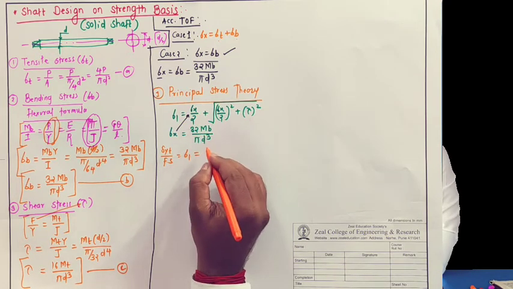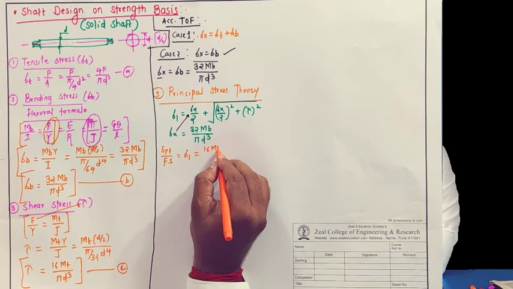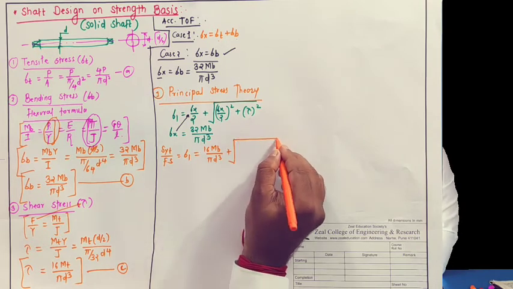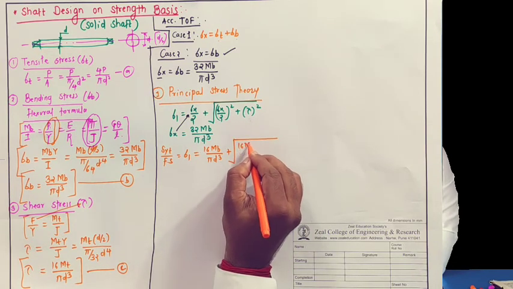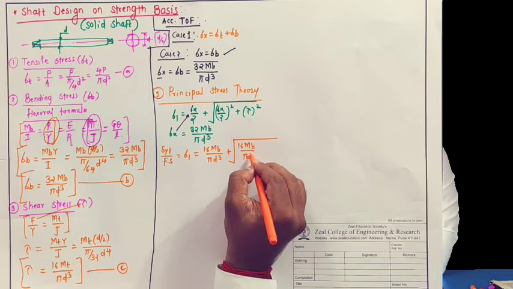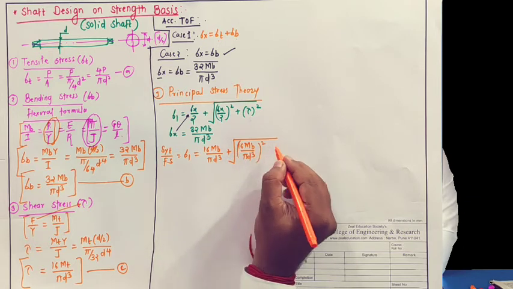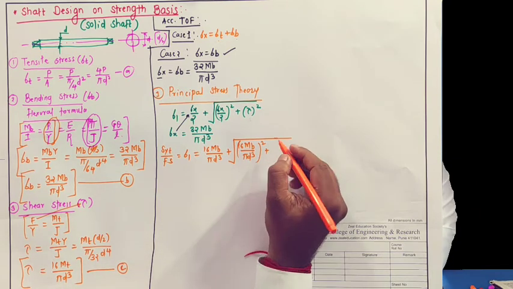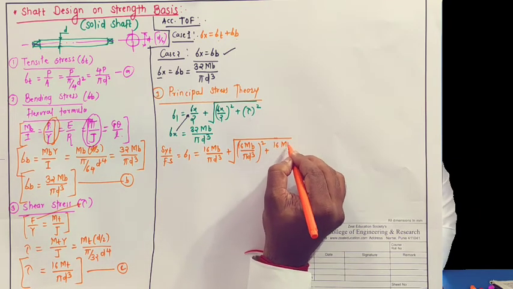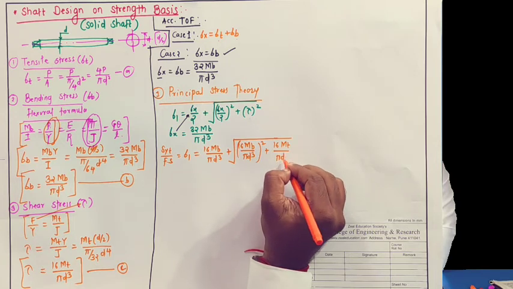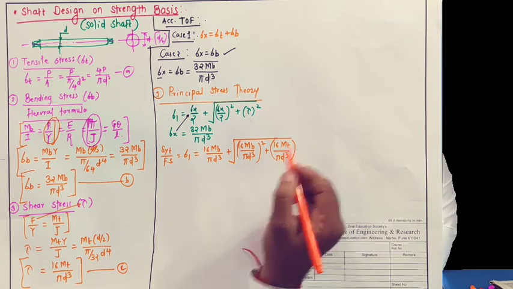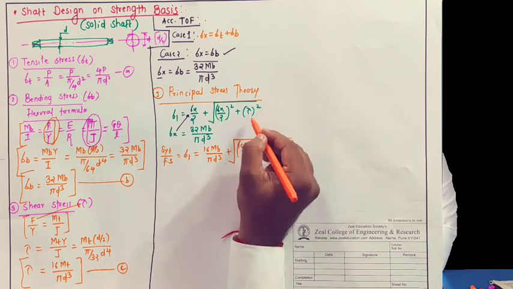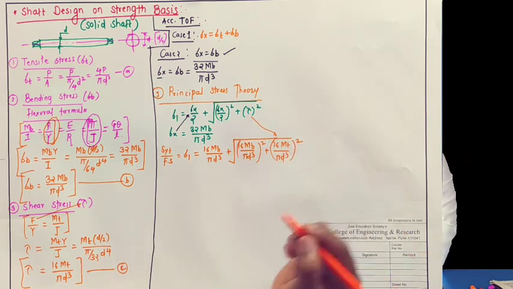So divided by 2, I'll directly write 16 Mb by pi d cube plus square root of, again divided by 2, that is (16 Mb by pi d cube) bracket square plus shear stress. How much have we calculated? 16 Mt by pi d cube. 16 Mt by pi d cube, that is 16 divided by 16, correct? Not divided by 2, so as it is I will have to write bracket square.